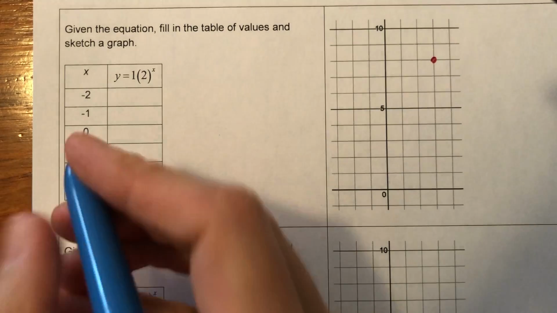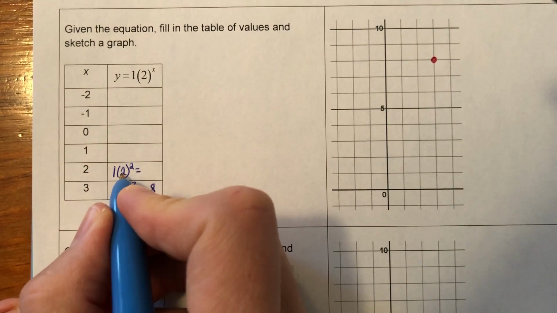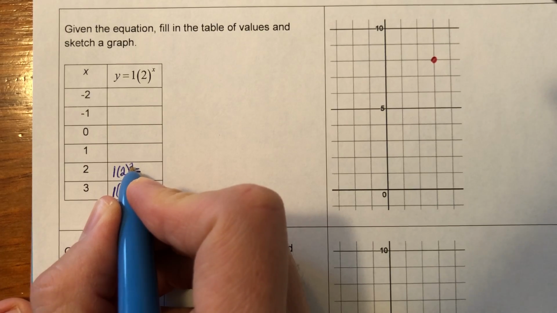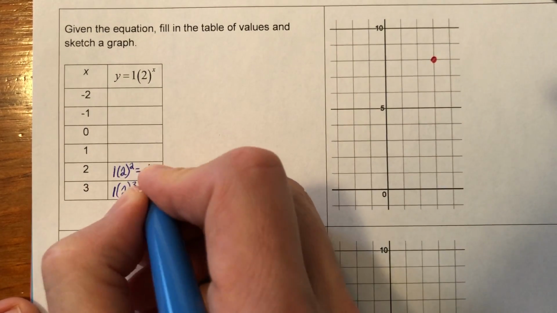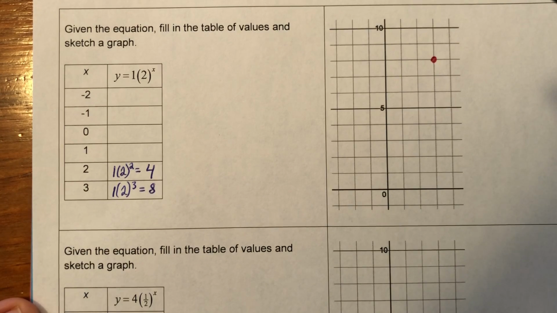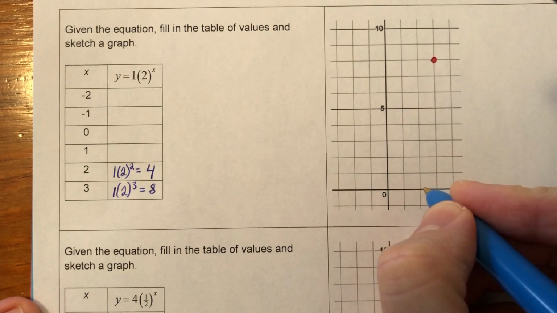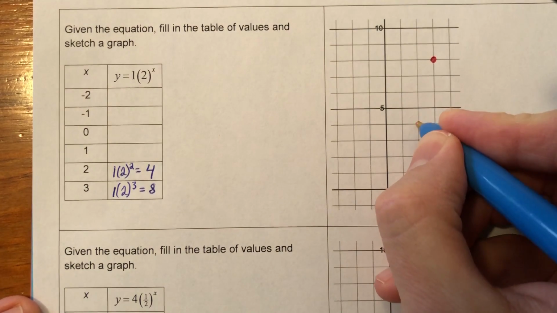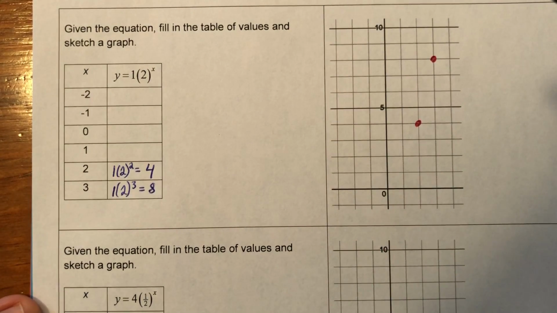Okay, let's plot the next one. This is 1 times 2 to the second. Well, 2 times 2 is just 2 2's, so it's 4. So we'll come over here and plot the coordinate 2, 4. So 2, 1, 2, 3, 4. There's 2, 4. Now, don't be like, oh, let's draw a line. It's not a line, okay? It's not a line, trust me.